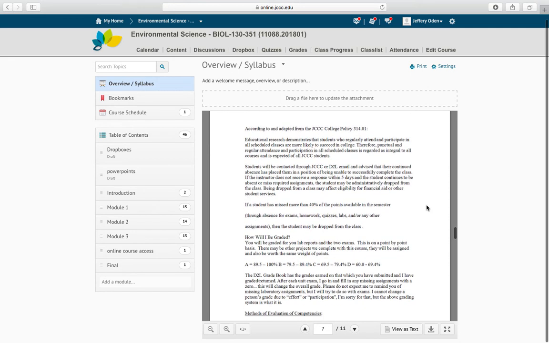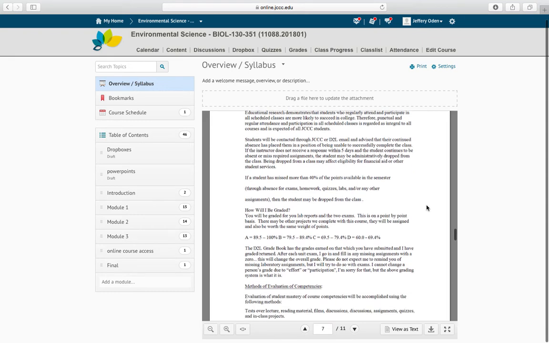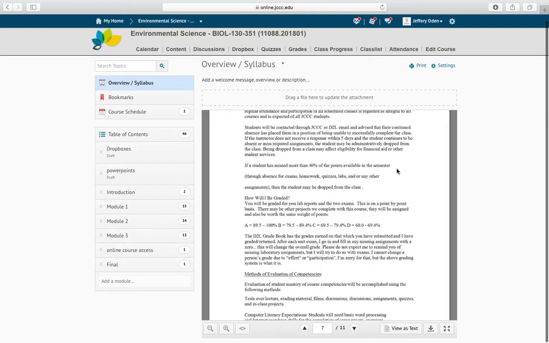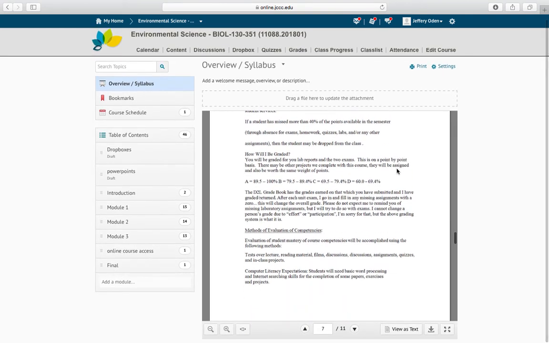Attendance means you participating in the regularly scheduled classes, the feedback and the discussions, and doing it regularly, not bunching it all up and doing it at once. If you miss more than 40% of the points available in the semester, then you are probably not going to pass the class because we have a grading scale of 90, 80, 70, 60. I do round up from 89.5, obviously.